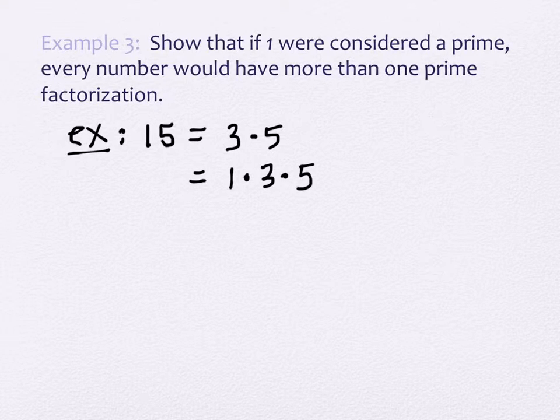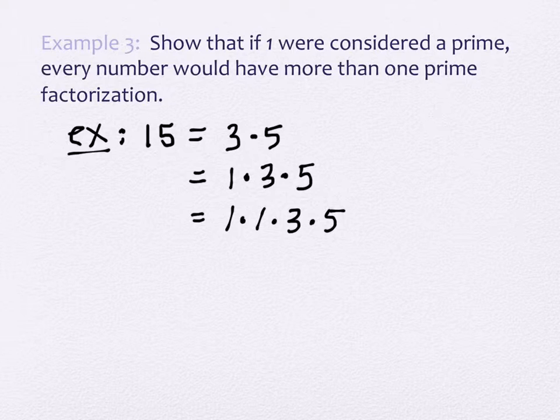What else would I be able to write down? 1 times 1 times 3 times 5. So it would be infinite. I'd have infinitely many ways that I could write a prime factorization if the number 1 was actually a prime number. So just from a practical standpoint, not a definitional standpoint, we do not want the number 1 to be prime.